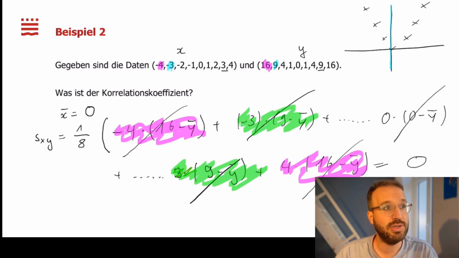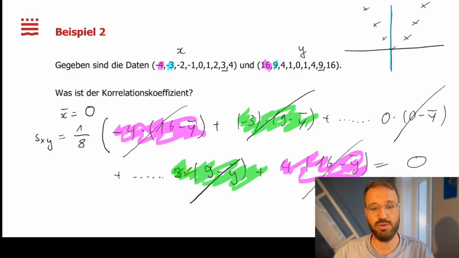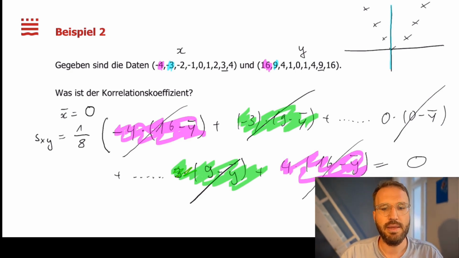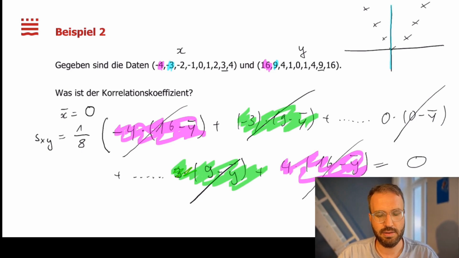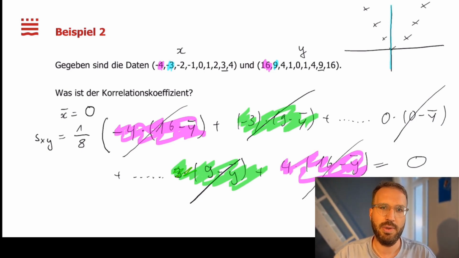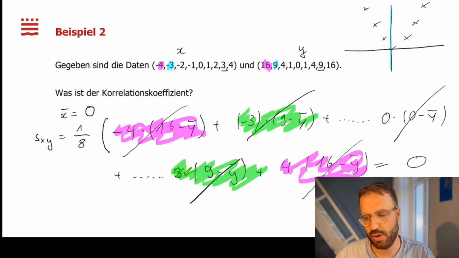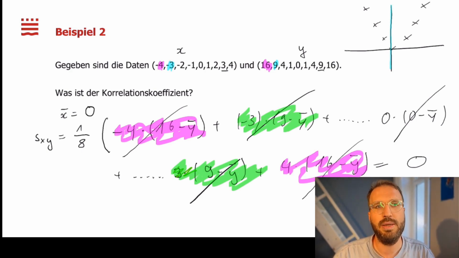And you can think for yourselves. It's also a practice exercise about what happens when there is a cubic or some other relationship in higher powers, whether that still holds true or if there might even be a positive or negative correlation coefficient.